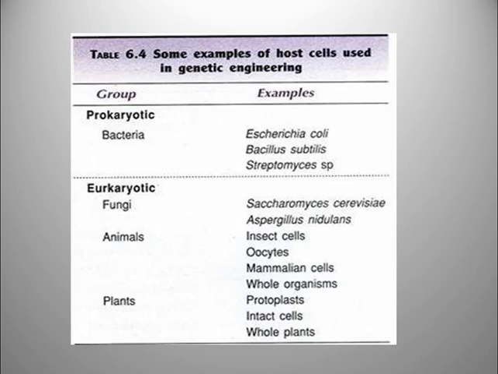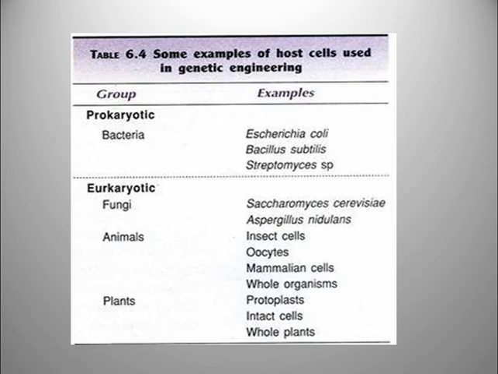First group is prokaryotic cells. So bacteria is the group, bacterial cells. Most commonly used bacteria is Escherichia coli, E. coli, and then Bacillus subtilis is also used. Streptomyces species are also used. Then in case of eukaryotes, fungi, animal cells and plants. Among fungi, Saccharomyces cerevisiae, that is the yeast, is most commonly used because it has a very simple structure. Then among fungi, Aspergillus nidulans is also used.